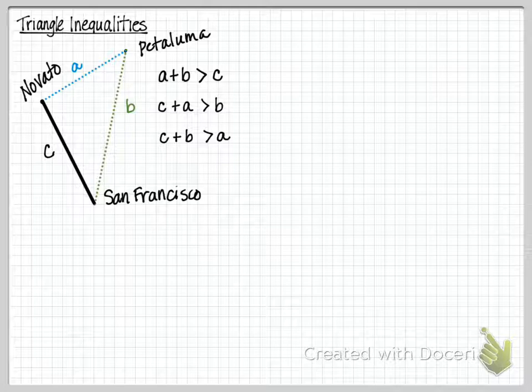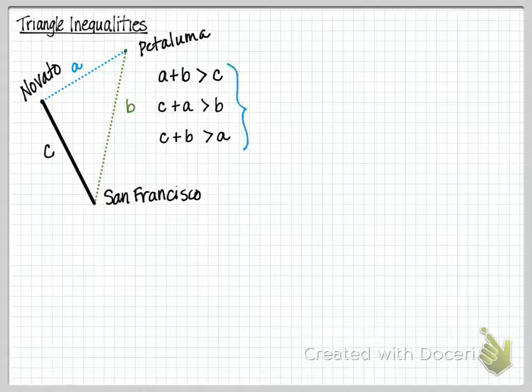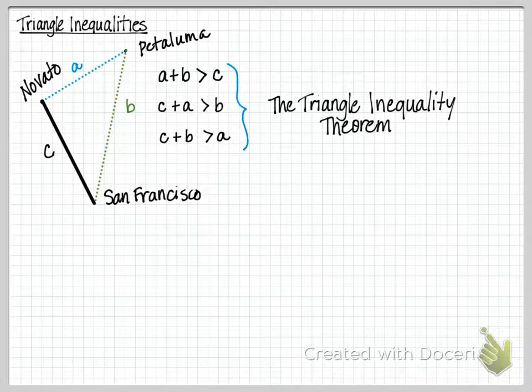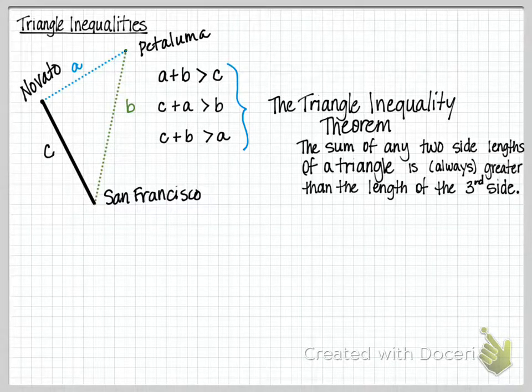I think it's pretty clear when we think about distances, because the shortest distance between any two destinations is a straight line, not going through something else. But this demonstrates these three things here. Looking at Novato, Petaluma, and San Francisco as a triangle, this demonstrates what's called the Triangle Inequality Theorem. The Triangle Inequality Theorem states the sum of any two side lengths of a triangle is always greater than the length of the third side.